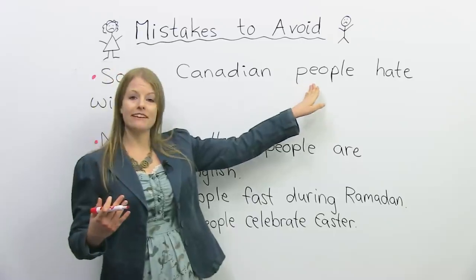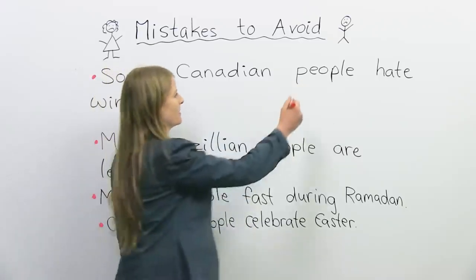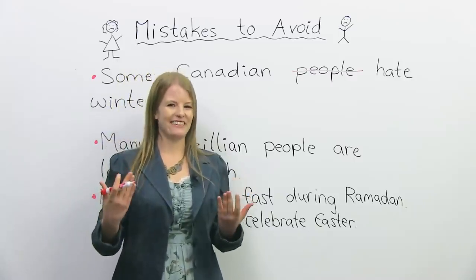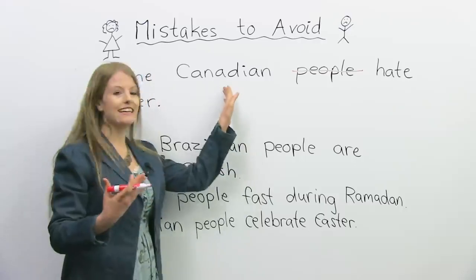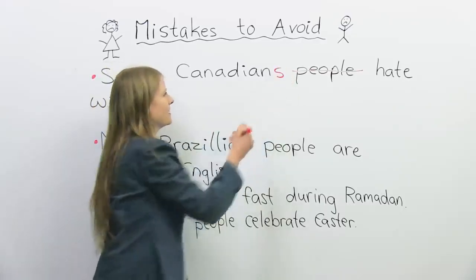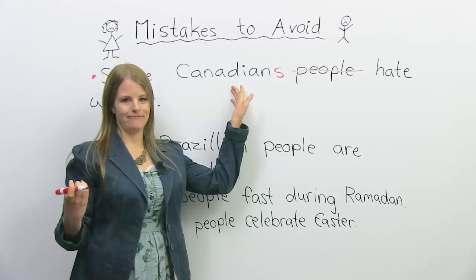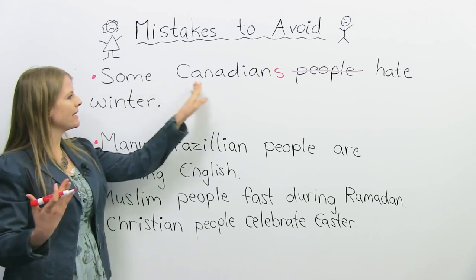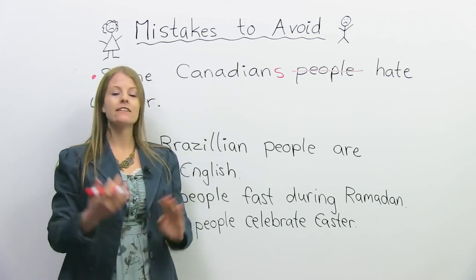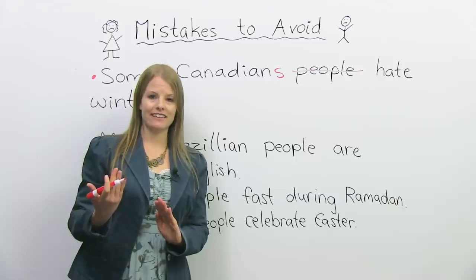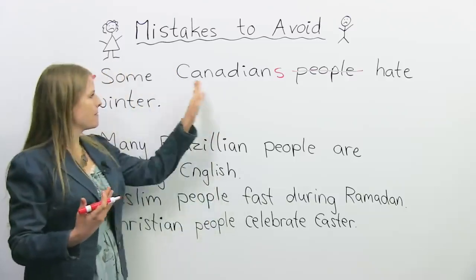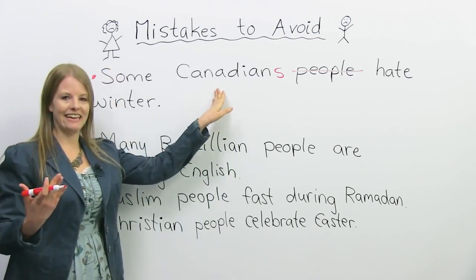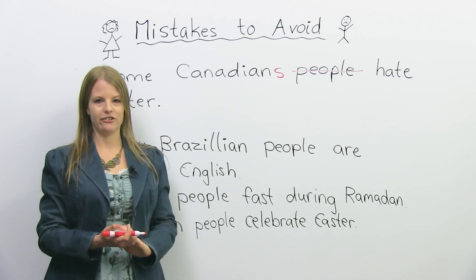If you thought people is the mistake, you're correct. Canadian people, it's redundant. We don't need the word people because Canadian, if we add an S here, this means Canadian people. So instead of saying Canadian people, we would say Canadians. Some Canadians hate winter. It's the same if we wanted to talk about Americans. We would not say some American people hate winter. We would prefer to say some Americans, with an S, hate winter.